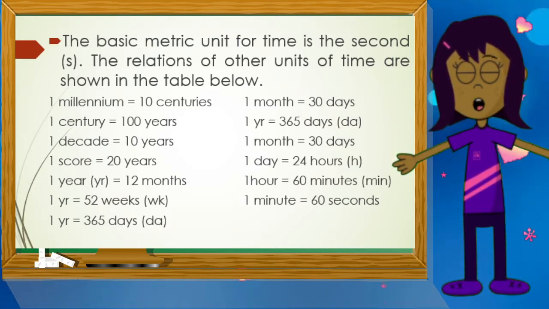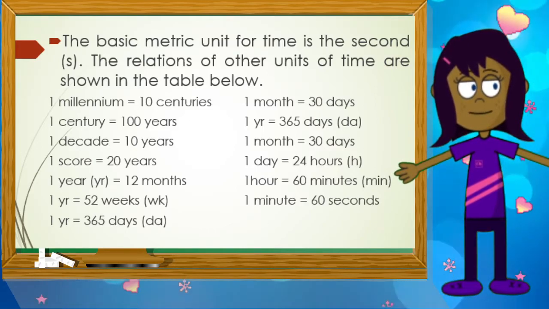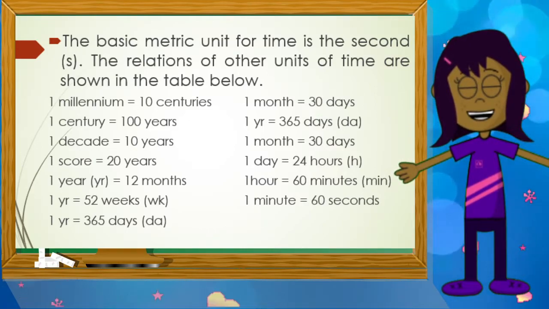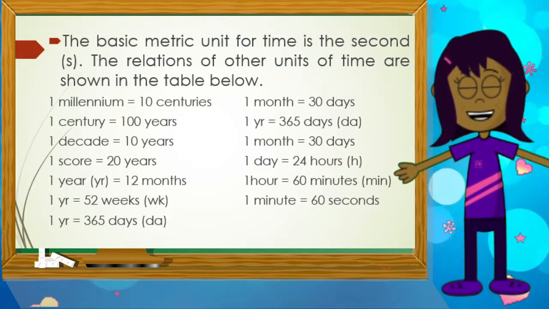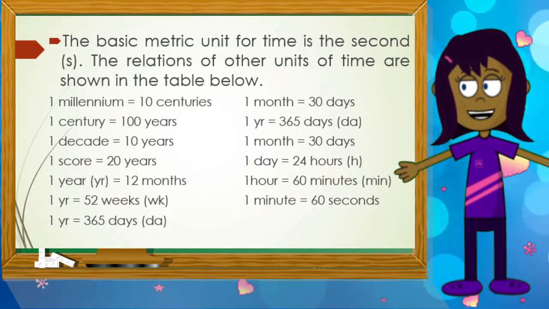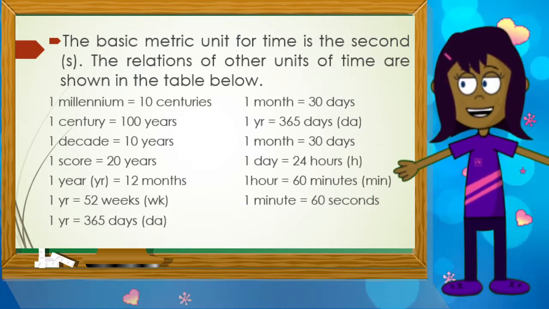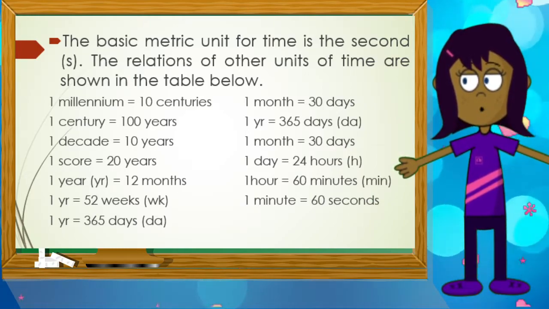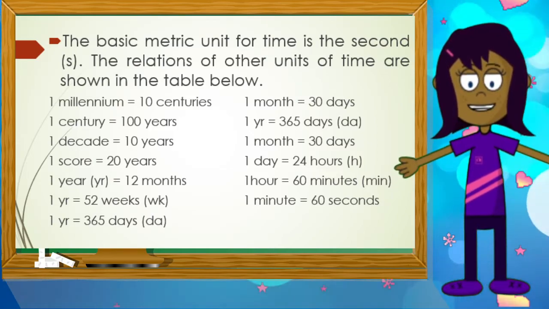Also, 1 year is equal to 52 weeks, and also equal to 365 days. 1 month is equal to 30 days. 1 day is equal to 24 hours. And of course, 1 hour is equal to 60 minutes, and 1 minute is equal to 60 seconds.